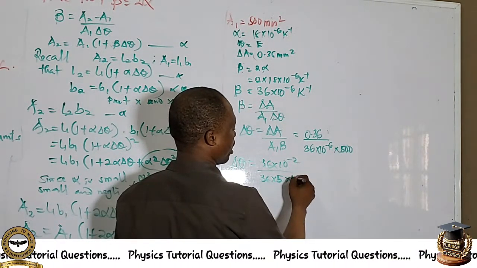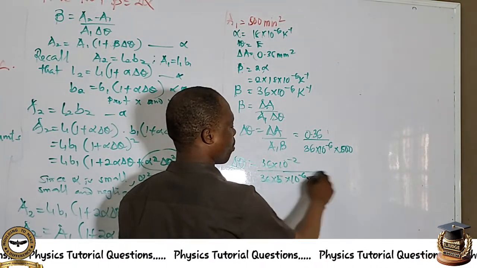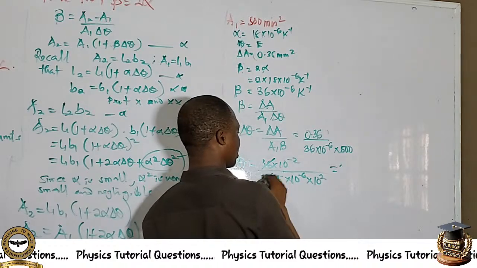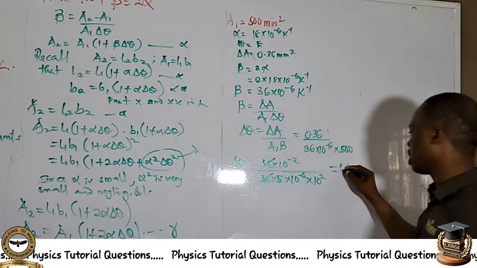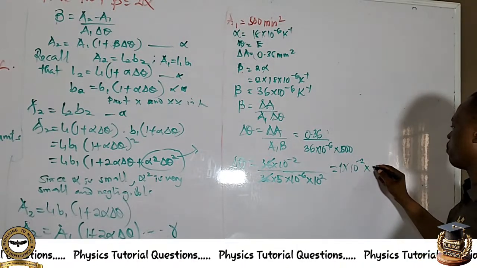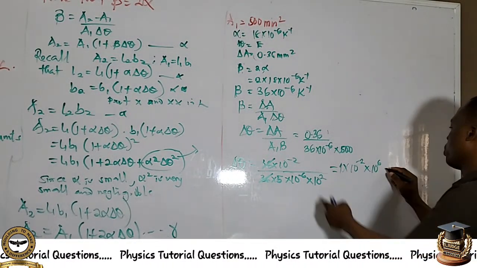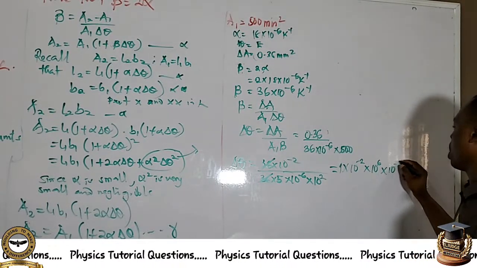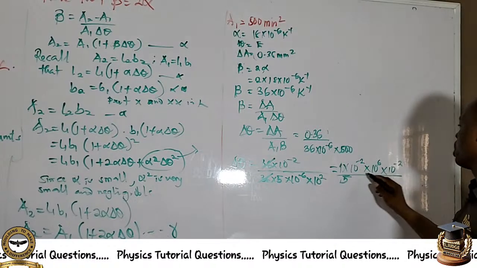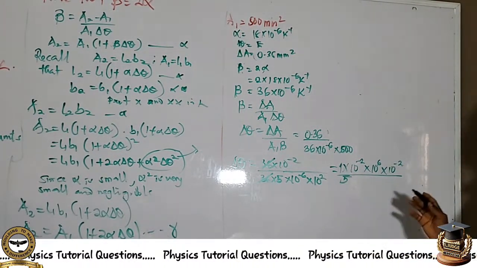Then there is a tiny 10 raised to power 2. So by indices, we cancel 36. So we have 1 times 10 raised to power minus 2. Bring this up, you have times 10 raised to power 6. This becomes plus, and this becomes minus when it comes up. Times 10 raised to power minus 2 over 5. Now this is minus 2. When we add it, it becomes minus 4.